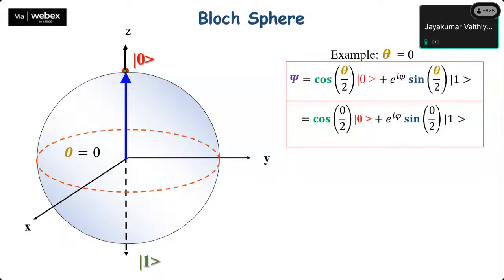Apply theta equal to 0 and tell me what value you will get. What is the value you will get if you apply theta equals 0: cos 0 by 2, sin 0 by 2? What will you get? Put it in the chat box.